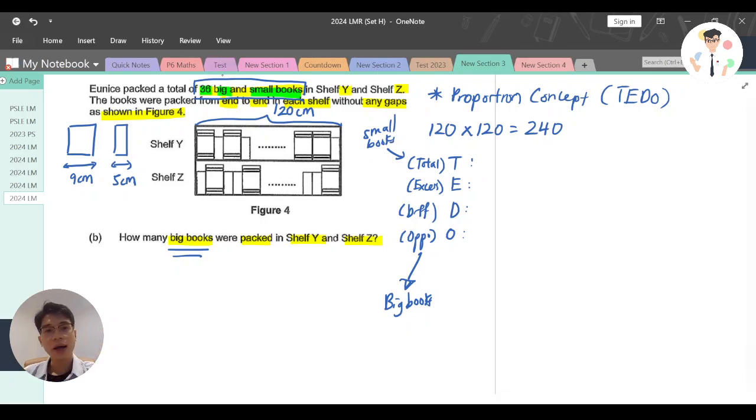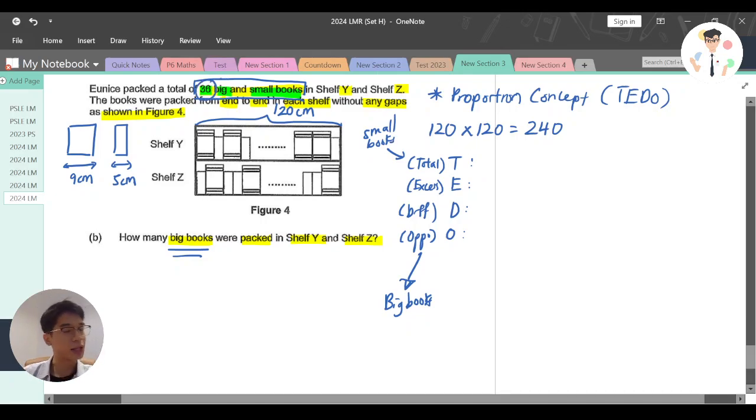Look at here. I have 36 big and small books. Okay, then I assume that all of them are small books. So 36 books, all small books. If all small books, that means each will be what? 5 cm. So 36 times 5 is what? 36 times 5, that will give you 180.